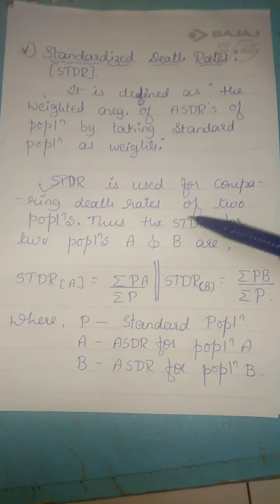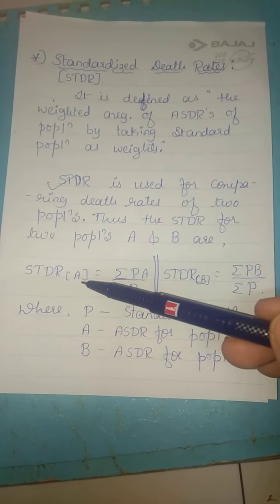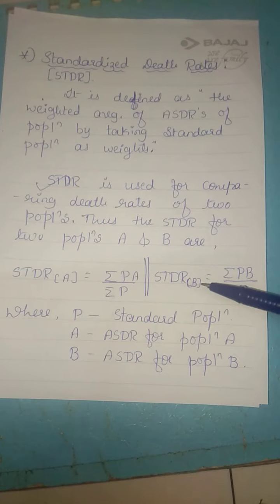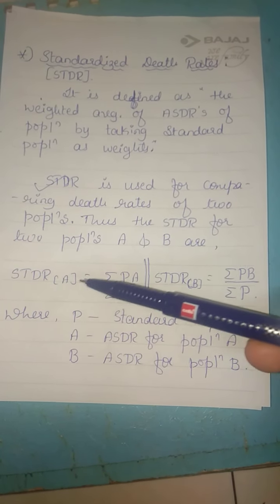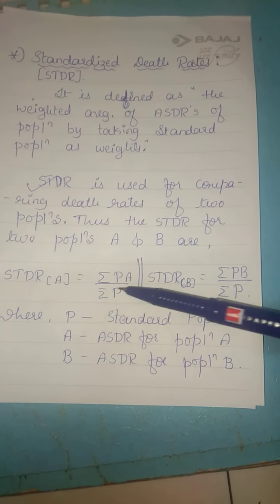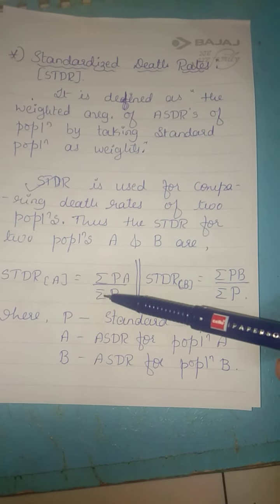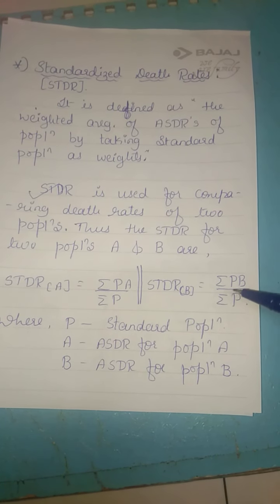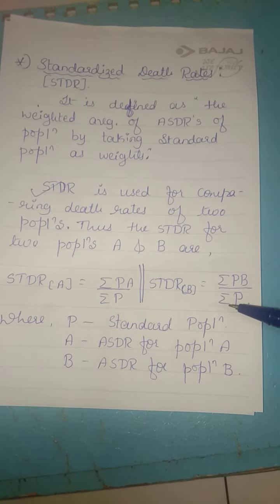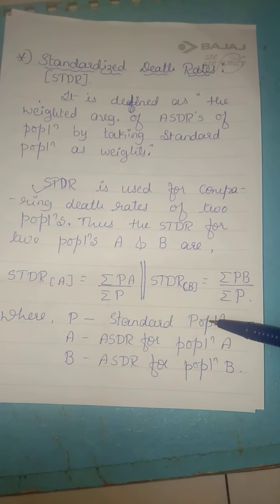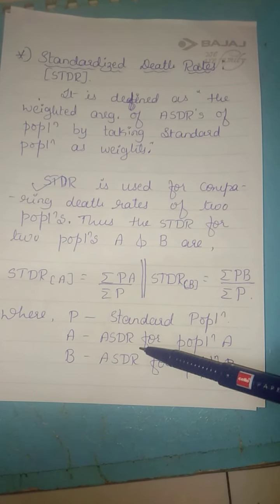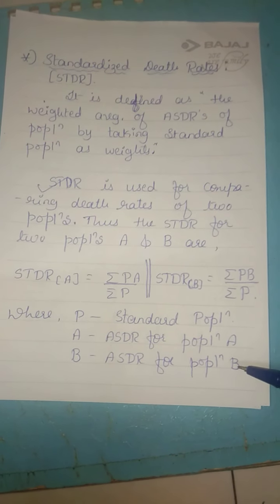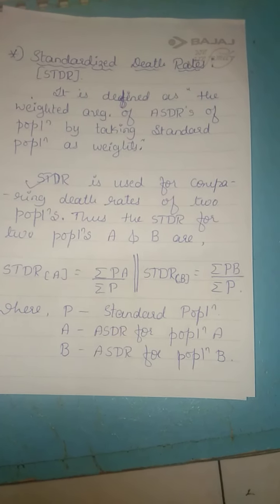To calculate STDR we have a formula. STDR for the first locality we have considered A, and for the second it is B, two different populations. STDR is equal to summation P into A divided by summation P. Again for one more population I have taken it as B, summation PB divided by summation P. P means standard population. A is ASDR for population A. B is ASDR for population B.